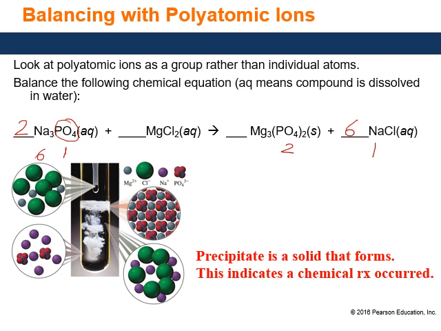Phosphate is still 2. Phosphate is still 2. Magnesium here is 1. Magnesium here is 3, which means I multiply this by something to get 3, and that would be a 3. Next I look at chlorine. Now chlorine on the left side, 3 multiplied by 2 is 6. Chlorine here is 6 multiplied by 1, that is 6. So now my chemical reaction is balanced. Again, in this type of reaction, if you have polyatomic ions, observe if your polyatomic ion is staying as one entity. If it is, balance it as one entity. Don't break it apart.